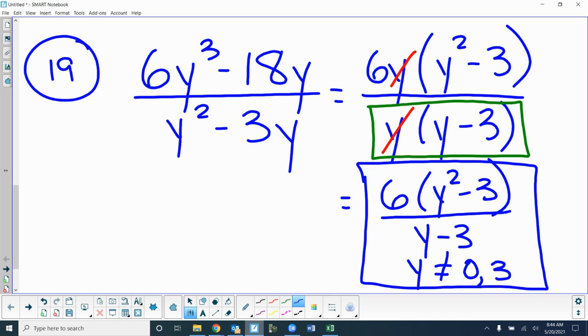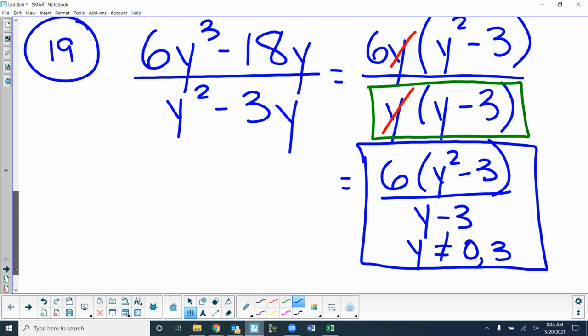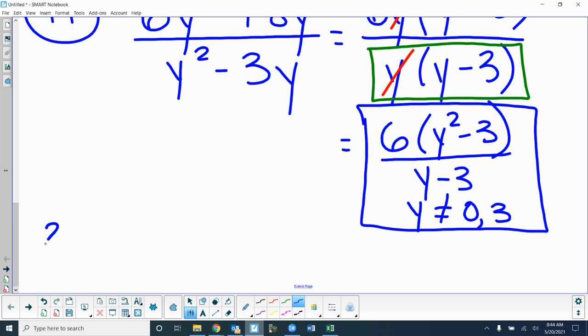So that's what we're looking for. All right. So for number 19, you know, maybe you want to write factor and look for, you know, GCF. Okay. For a little note to yourself.